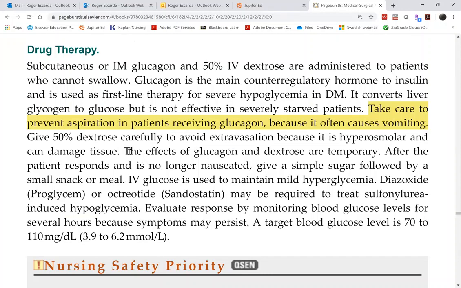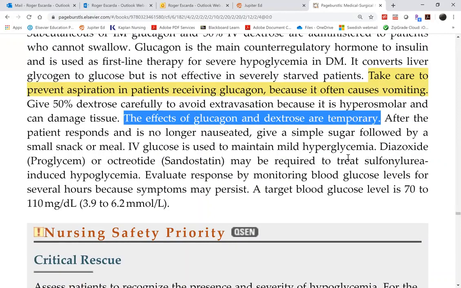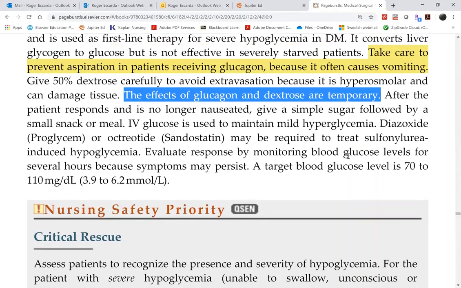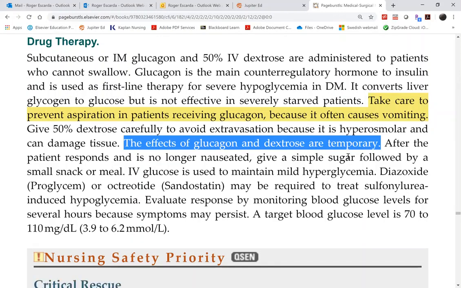Okay, so again, I already said this earlier. Glucagon and dextrose effects are temporary only. Both are not permanent fixes. Okay, your only permanent fix is to feed the patient at regular intervals. All right. Any question on management before we go to HHS and DKA? All right, very good.